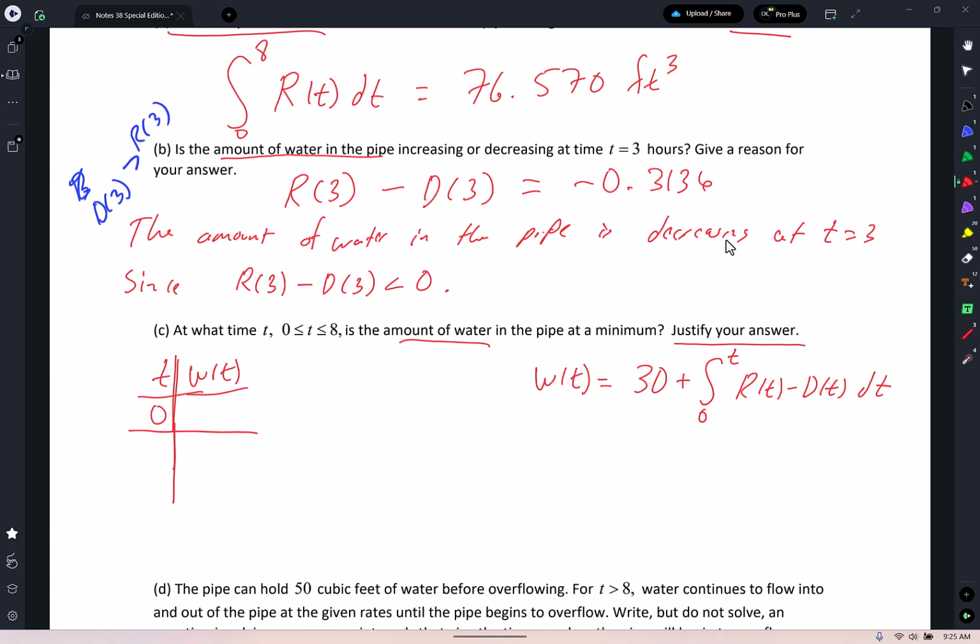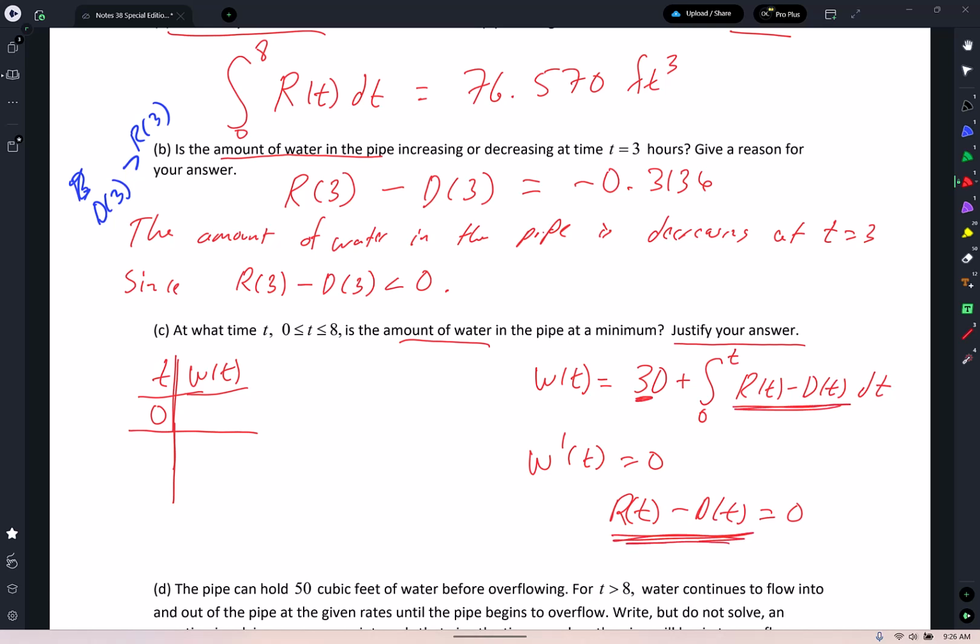Okay. All right. I'm going to get critical numbers. How do I get that? I'm going to set the derivative equal to 0. So W prime of t equal to 0 to get my critical numbers. So you're only going to get 1. By fundamental theorem of calculus part 1, you're just going to do where R of t minus D of t equals 0. See, when you take a derivative, that's a constant. When you take the derivative of this integral, you just get the inside.